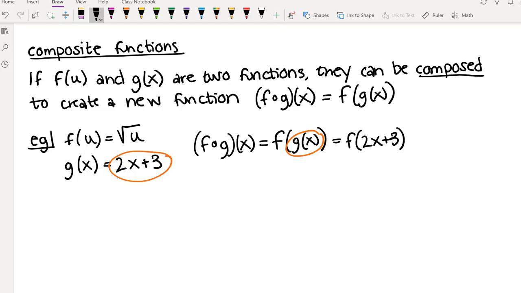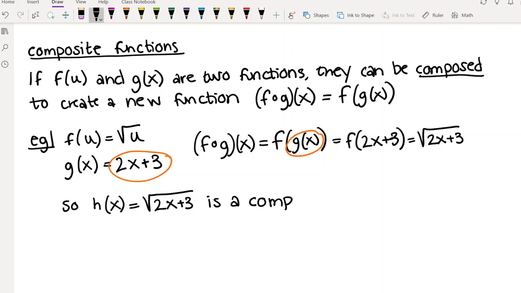And then how does this work? Well, we know that the function f of u works by taking the square root of whatever's inside these parentheses, right? If you were to plug in 5, you would say f of 5 is square root of 5. So same idea, f of 2x plus 3 is going to be equal to square root of 2x plus 3. And so this tells us that the function we just got, h of x is equal to square root of 2x plus 3, is what's called a composite function. Because how did we come up with this function? We didn't take two functions and multiply them together. We took two functions and plugged one of them into the other one.